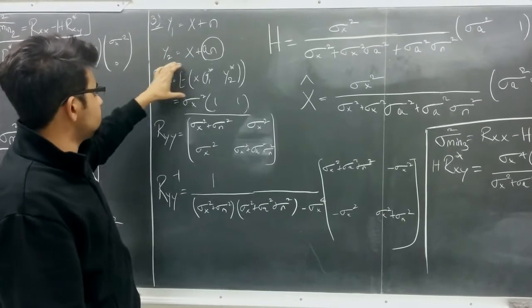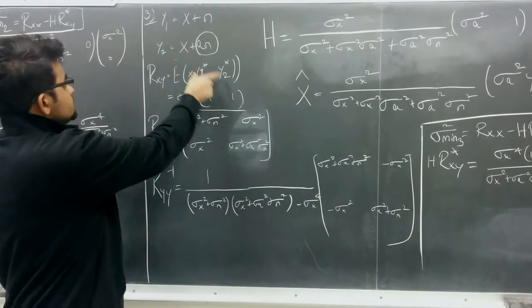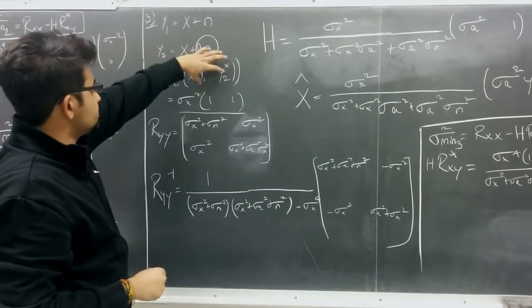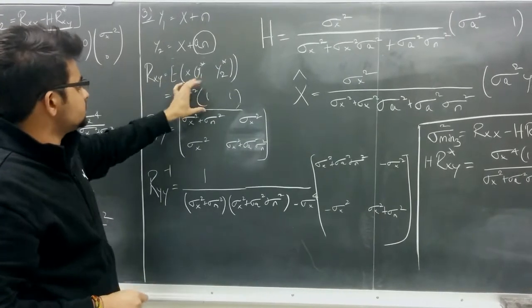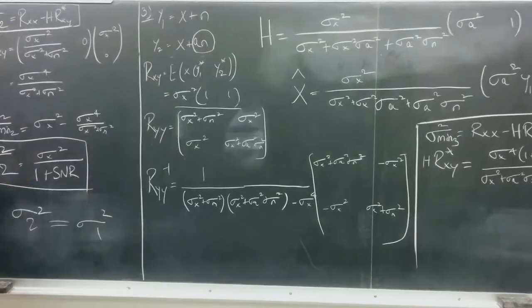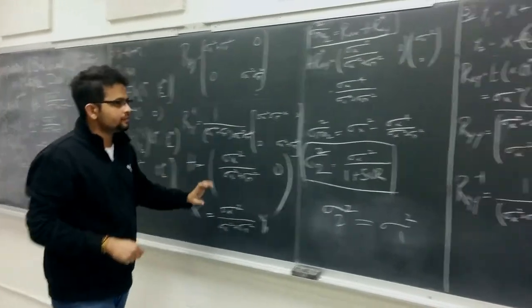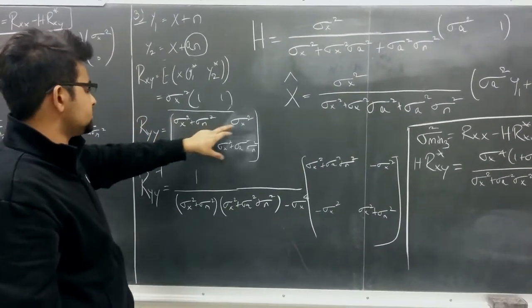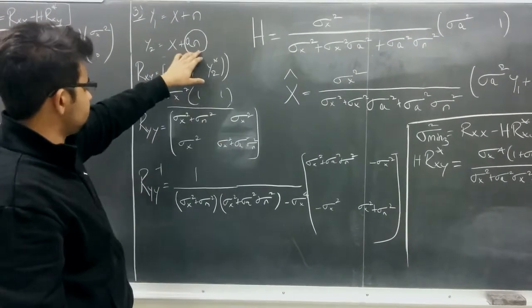So rxy is equal to expected value of x into y star. In this case also it is the same matrix. Since y is a column matrix, it becomes a row matrix here. So we get rxy is equal to sigma x square, this matrix 1 1, and we compute ryy. We apply the same matrix we have used here. We use the same process, and upon these values y1 and y2, we get these values: sigma x square plus sigma n square, sigma x square, and sigma x square plus sigma a square plus sigma n square.